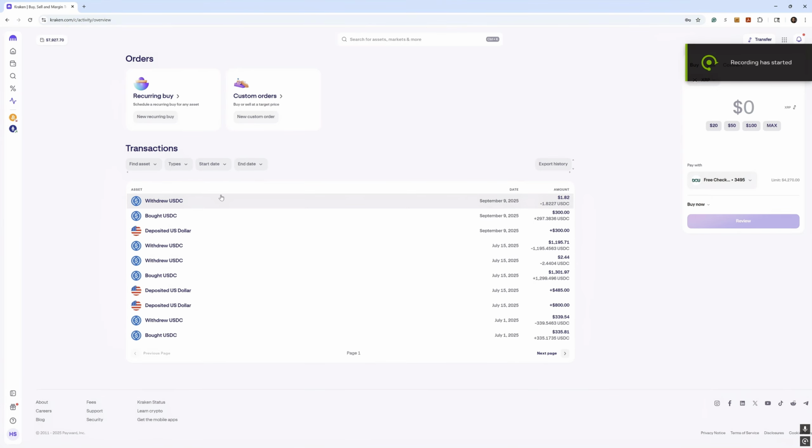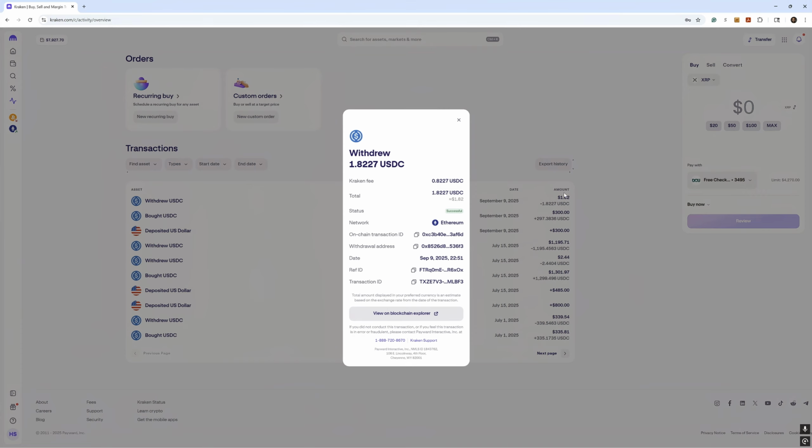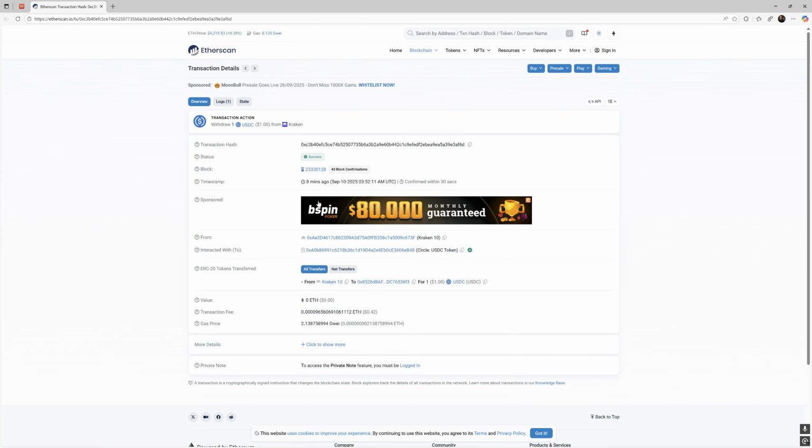So you can see all your crypto transactions. I sent $1 and I got charged. You can see I've sent $1 and Kraken charged me an 82 cents fee, right? The status is successful. When you click on the blockchain viewer, you can see that transaction. It's successful, and this shows my hash.